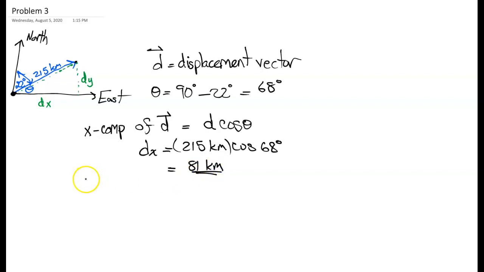And keeping in mind significant figures, we will get an answer of 81 kilometers. And then the y component of d vector is dy, and that would be, again, d times sine of theta, because the y component is the opposite side of the angle.